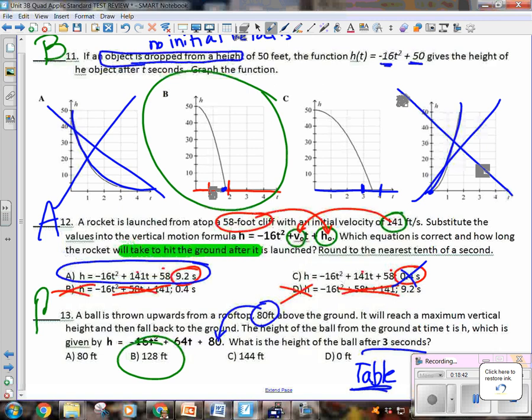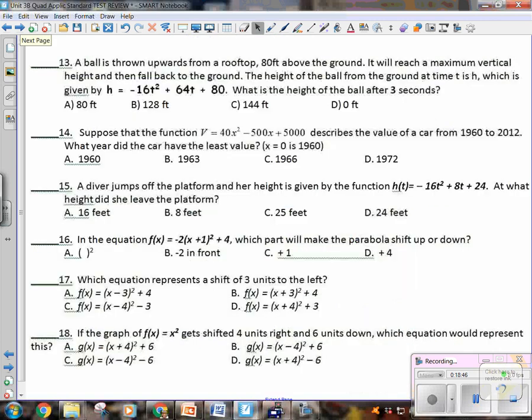Okay. D, correct for 13. Number 13, same question.